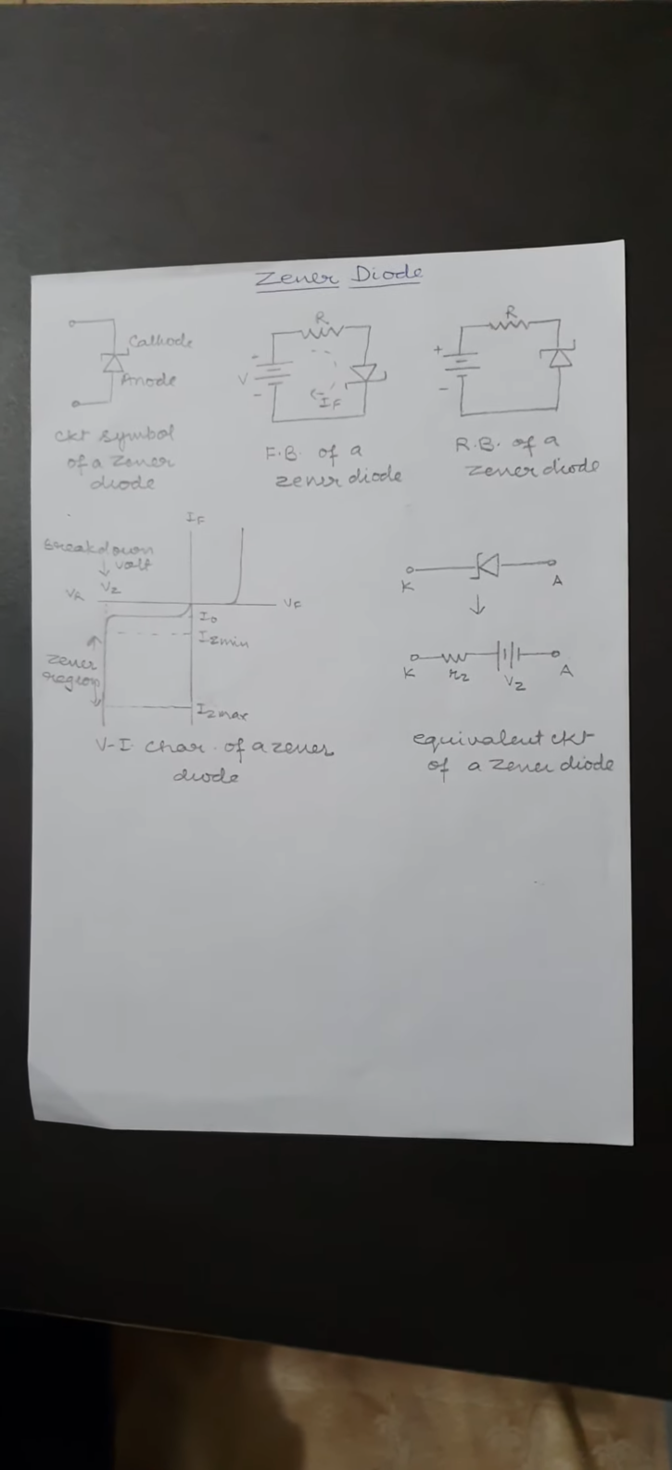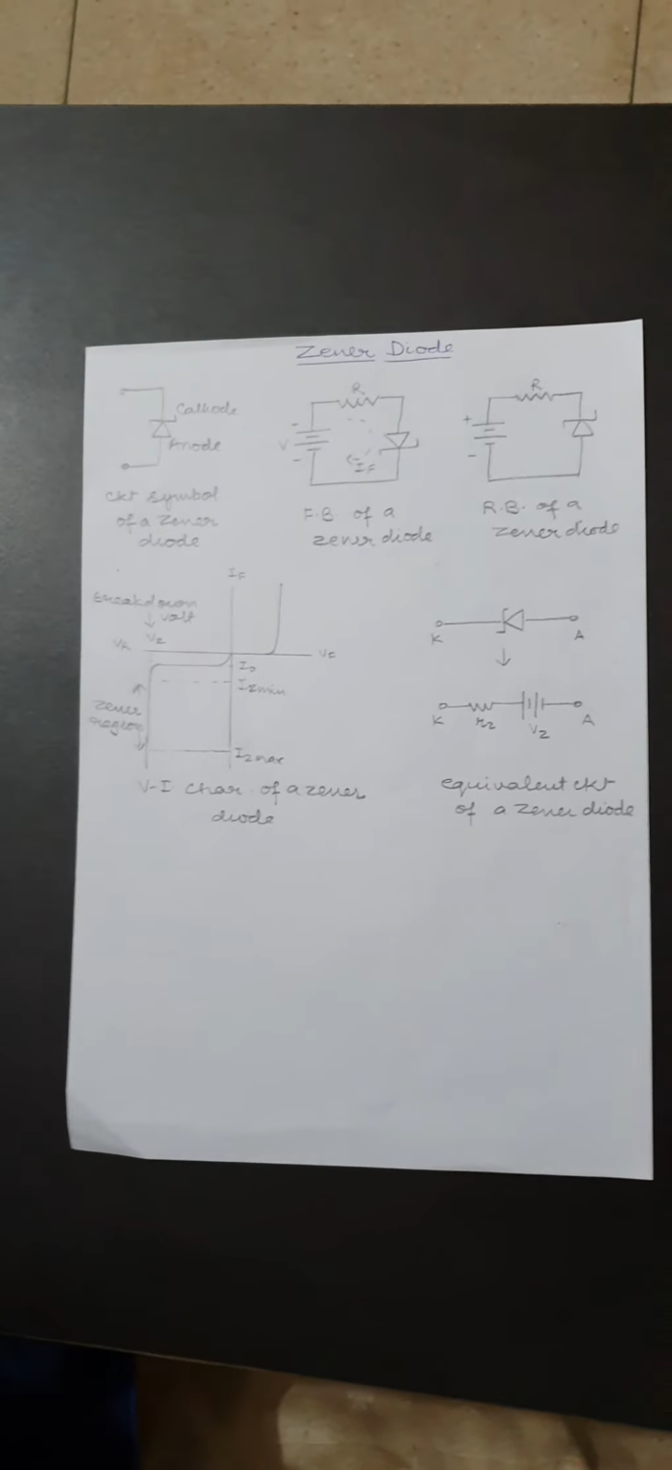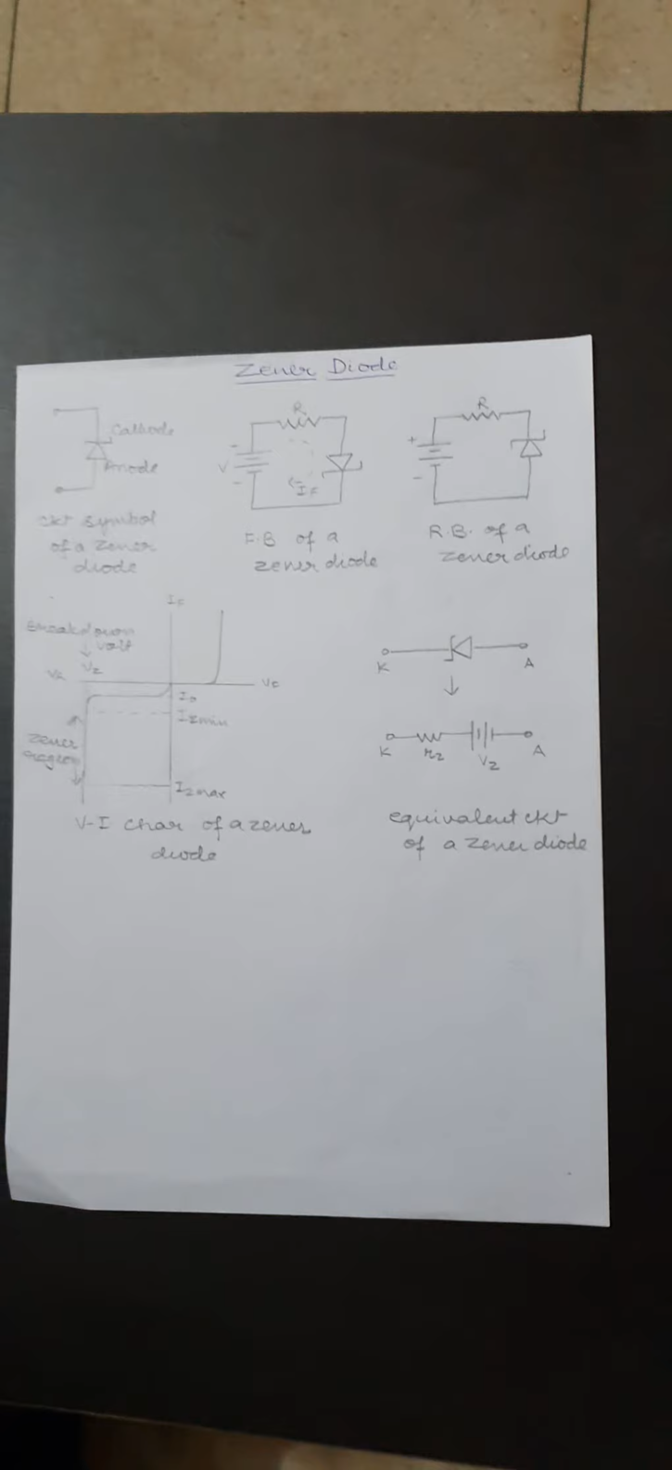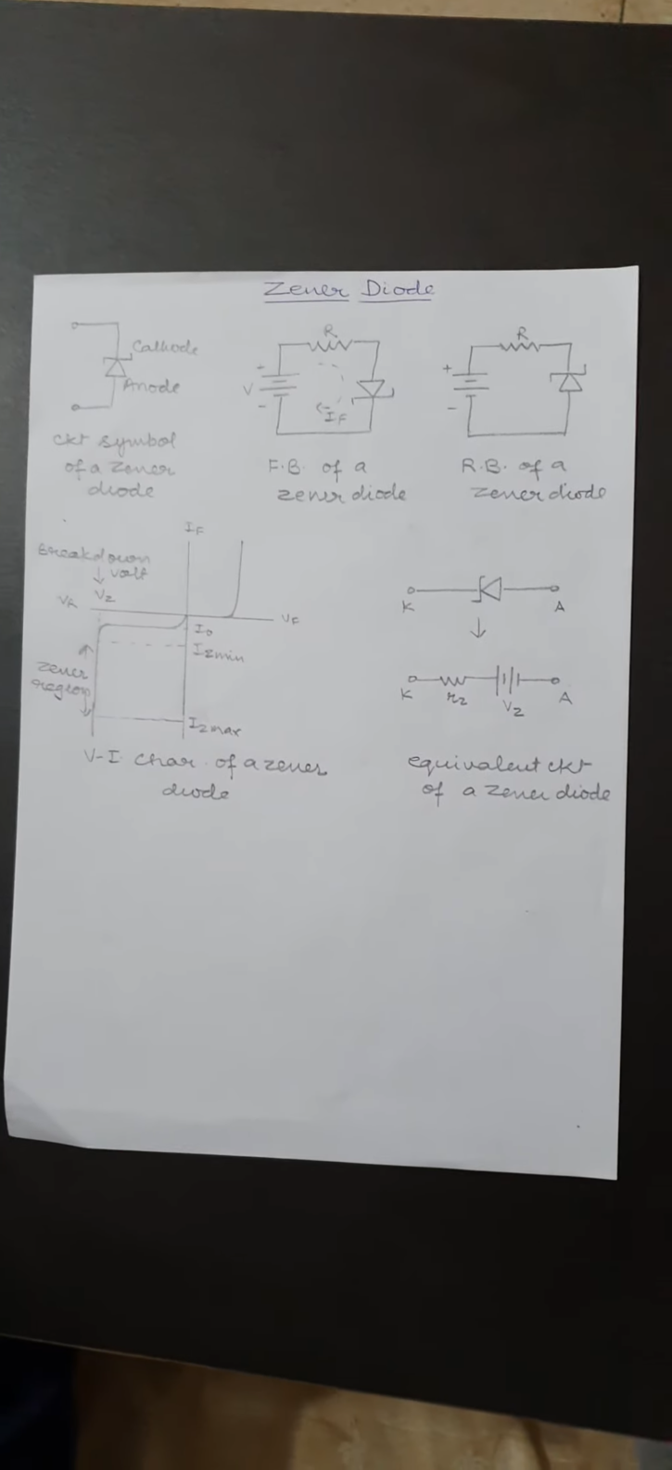The circuit symbol of Zener diode is shown in figure. It has two terminals, anode and cathode. The arrowhead in the symbol points toward the conventional direction of current through the Zener diode when it is forward bias.